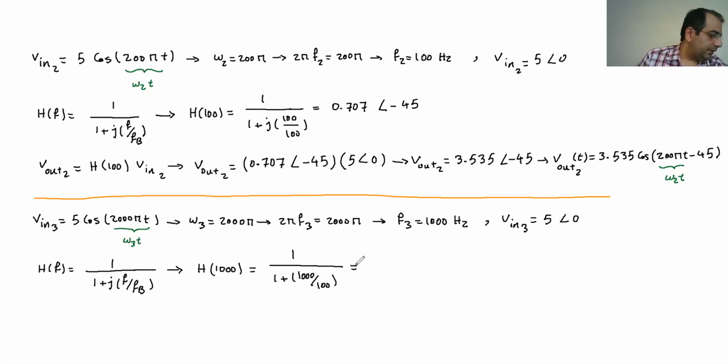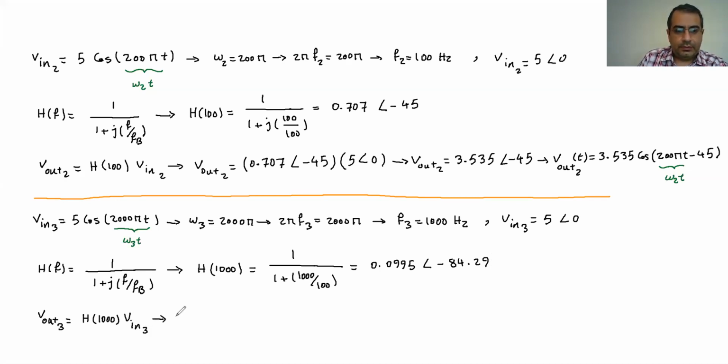And if you rewrite it in polar format, it's going to be 0.0995 with angle of negative 84.29. So if I go ahead and say, okay, the Vout for the third one is going to be the H(1000) times the Vin for the third signal. Therefore, Vout for the third one is 0.0995 with angle of negative 84.29, and the signal is 5 with angle of 0.